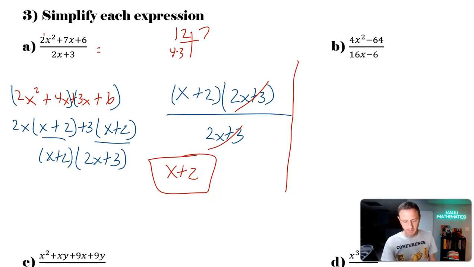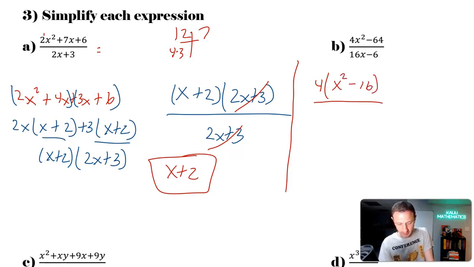Let's check out letter B. 4x squared minus 64 over 16x minus 6. From 4x squared minus 64, what could I factor out there? Well, 4 goes into 4, 4 goes into 64. So I'm going to take out a 4, and I get x squared minus 16. And then I'm going to factor the bottom while I'm at it. I'm not done factoring the top. But on the bottom, 16x minus 6, I could take out a 2.